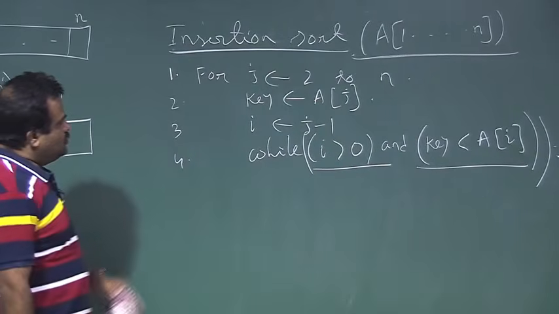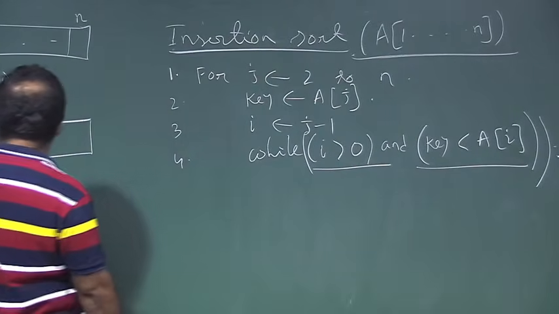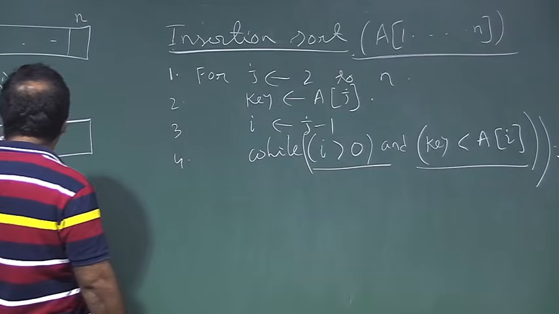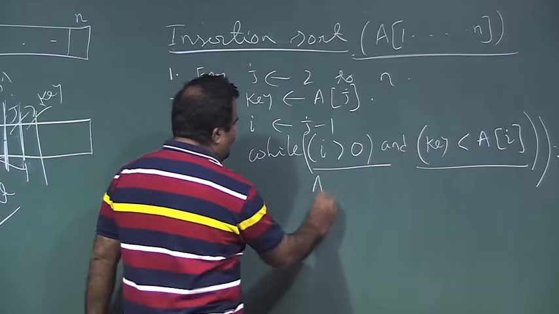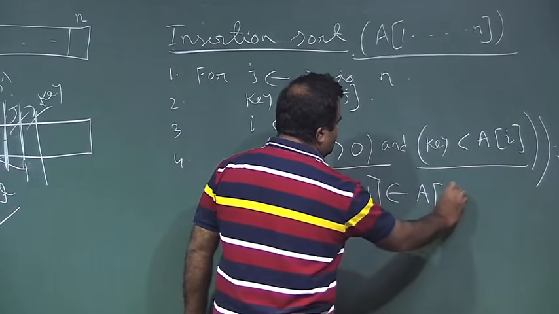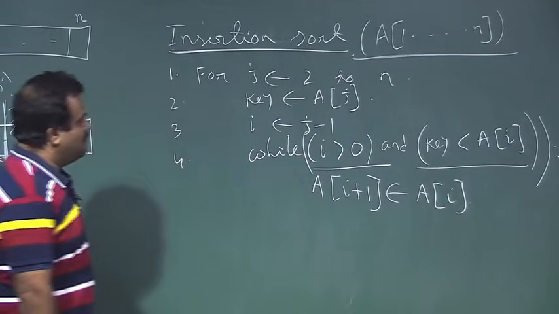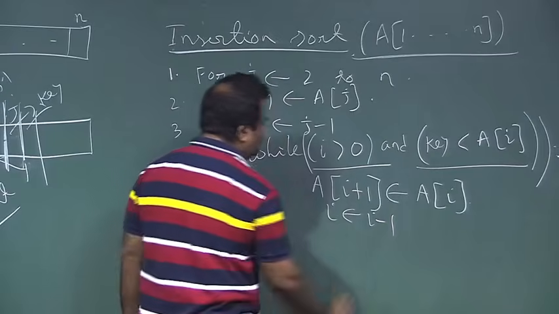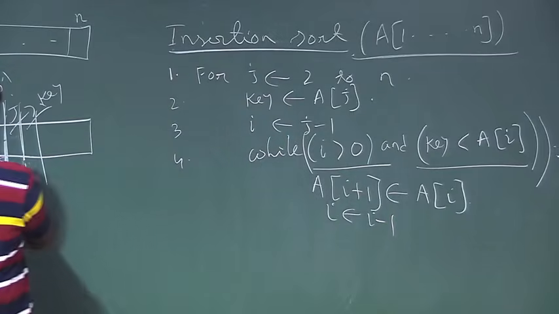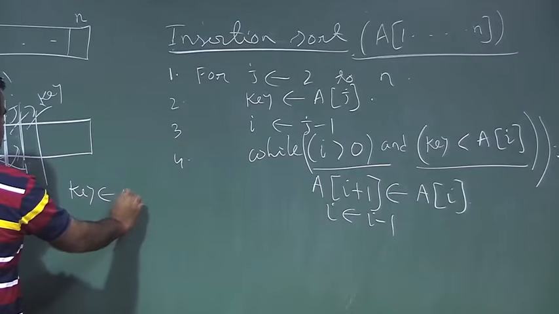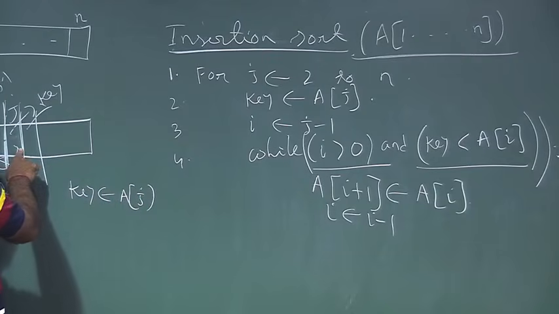Then what do we do? We shift this by 1. So ai plus 1 will be copied to ai plus 1 position, that is, ai is copied to ai plus 1, and i is decreased by 1. We shift this element here. We already stored this value in the key, aj. Now we shift this here, and now i is pointing to the next one.